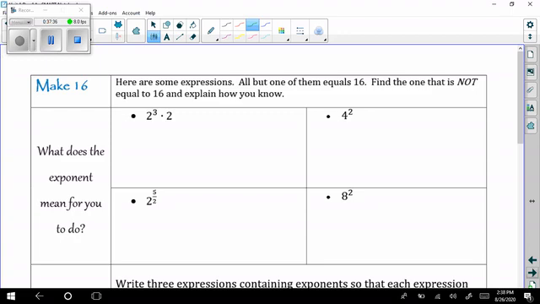All right, so now we're going to make some 16. As we make 16, here are some expressions. All but one of them equals 16. Find the one that is not equal to 16 and explain how you know. So remember we talked about exponents. Exponent means how many times you multiply the base by itself.